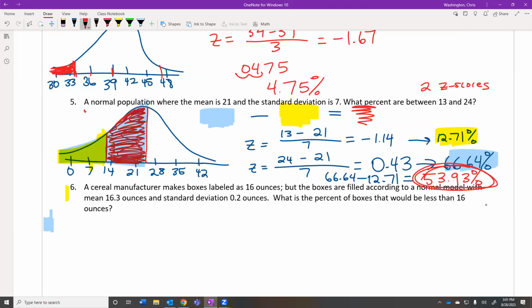Your classwork is number 6 through 13 on that same paper.